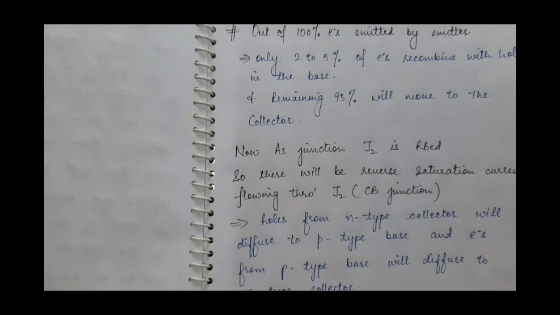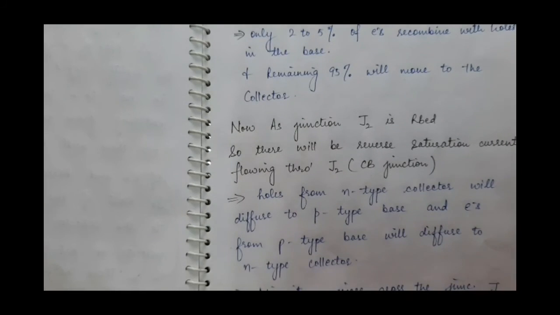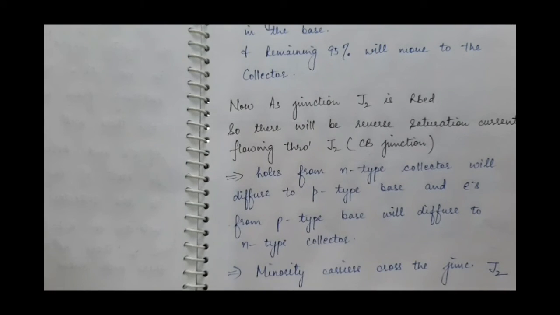And what does this mean? It means minority carriers from the collector, which are holes, will diffuse to the base, and minority carriers, electrons, from the base will diffuse into the collector. It means minority carriers are crossing the junction J2 because of the reverse bias applied voltage. These minority carriers result in the leakage current, which is known as reverse saturation current, and it is represented by ICO.